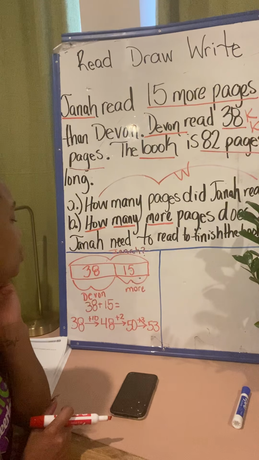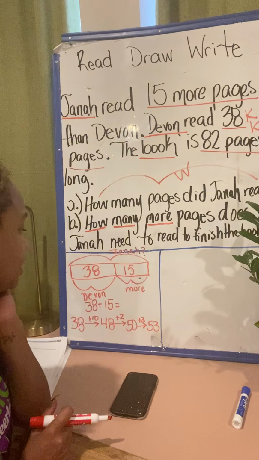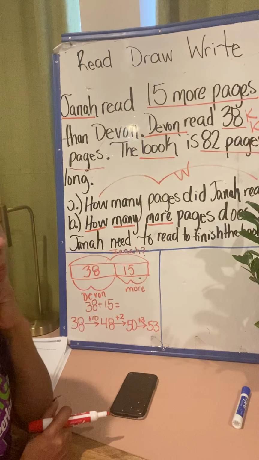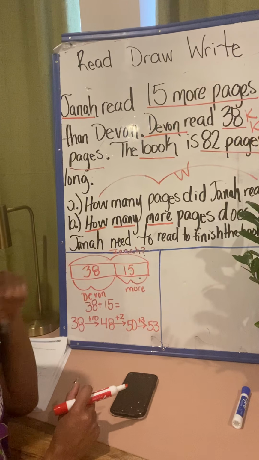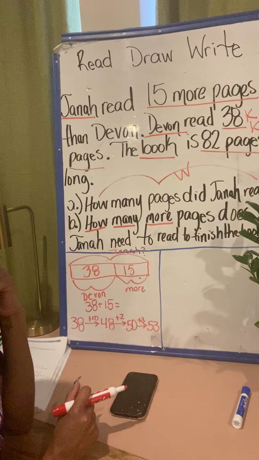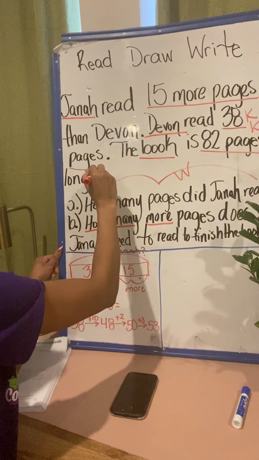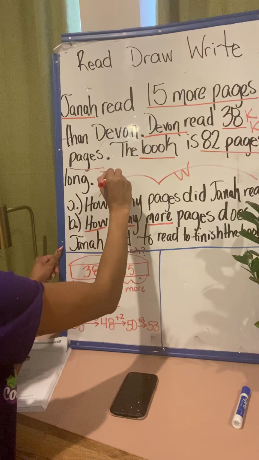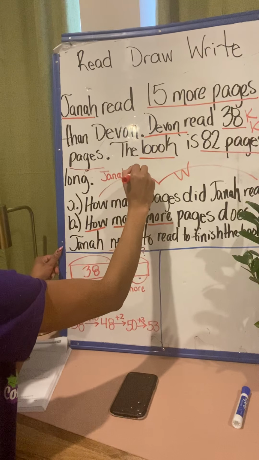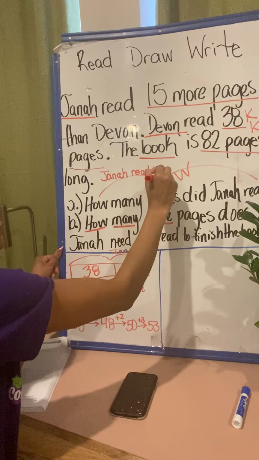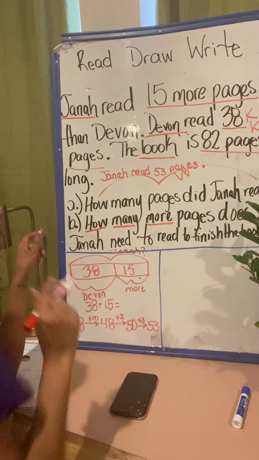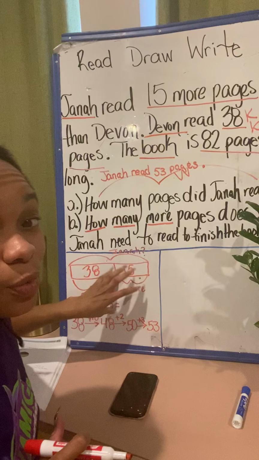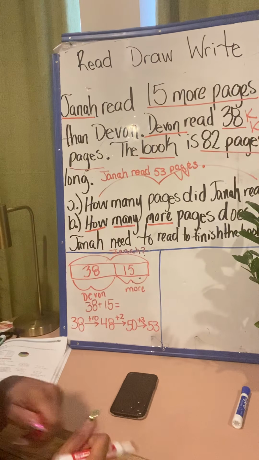So I want you to write a sentence. Think about what your sentence is going to say to answer the question, a complete sentence. Yep, you're going to say Janiyah read 53 pages. So I'm going to try to squeeze that right here. Janiyah read 53 pages. Okay? Now we're done with A, so we're going to use A to answer part B.